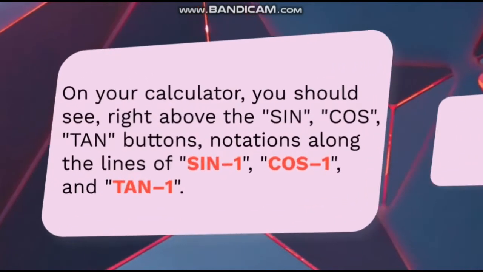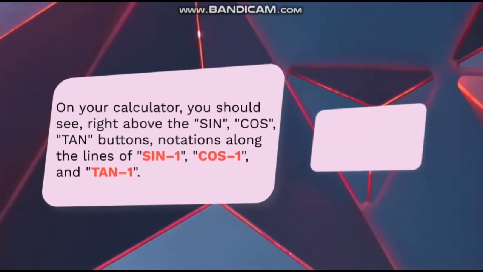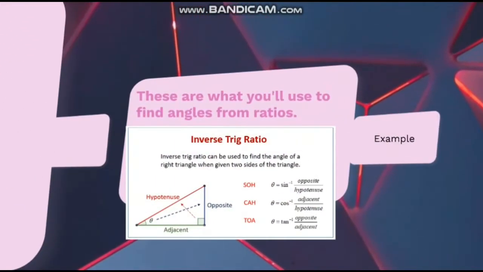On your calculator, you should see right above the sine, cosine, tan buttons, notations along the lines of sine inverse, cosine inverse, and tan inverse. These mean the inverse functions of the sine, cosine, and tan. These are what you will use to find angles from ratios.